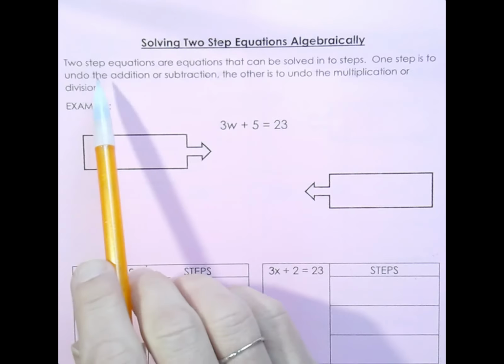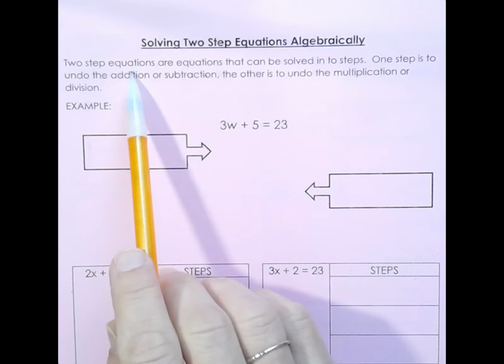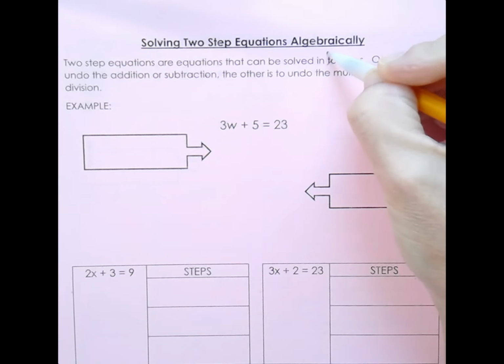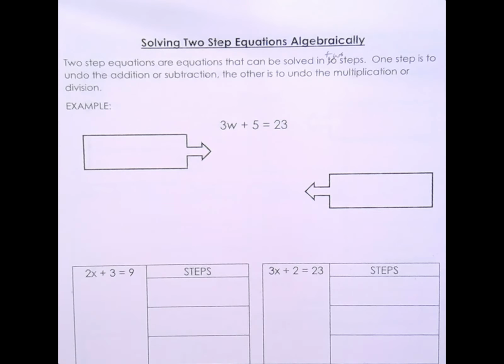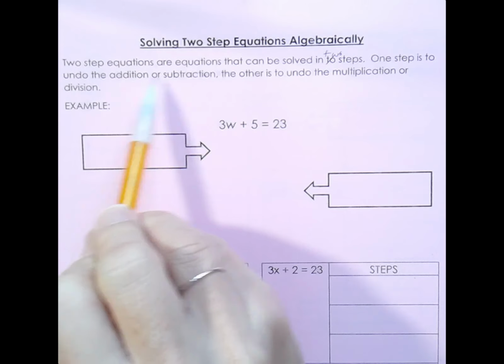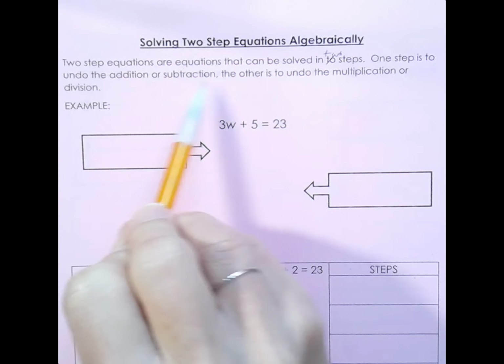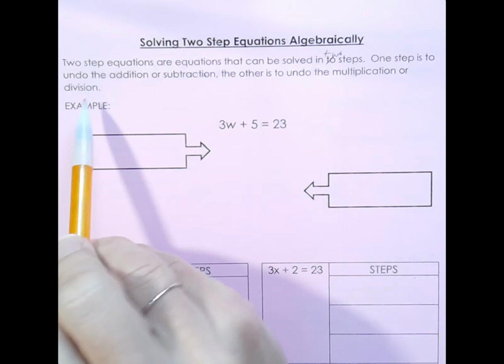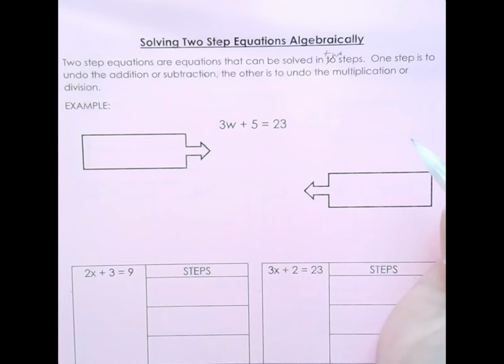Just to remind you from what you saw in Khan Academy, two-step equations are equations that can be solved in two steps. One step is to undo the addition and subtraction. You always want to do that first. The other step is to undo the multiplication and division. And remember, when they say undo, we always want to do the opposite.